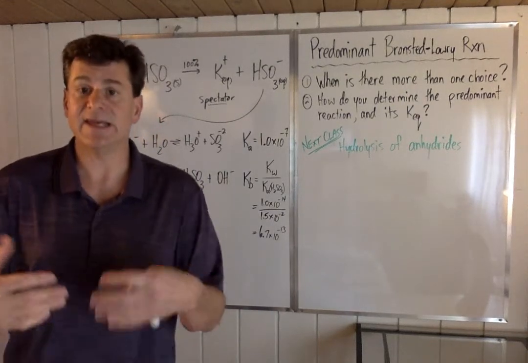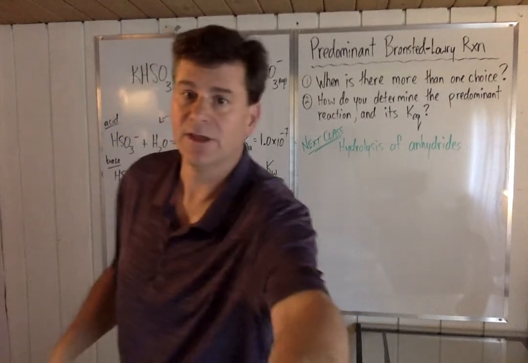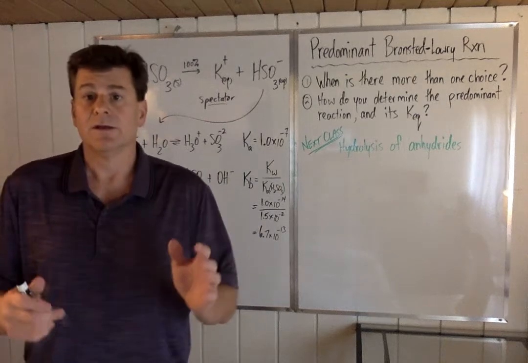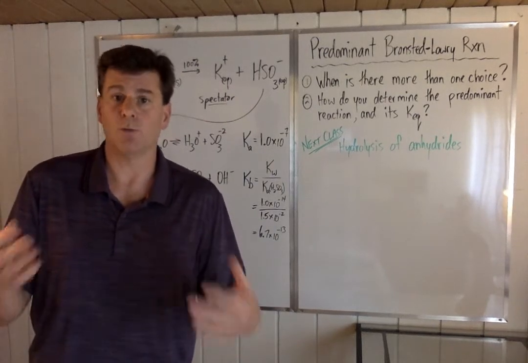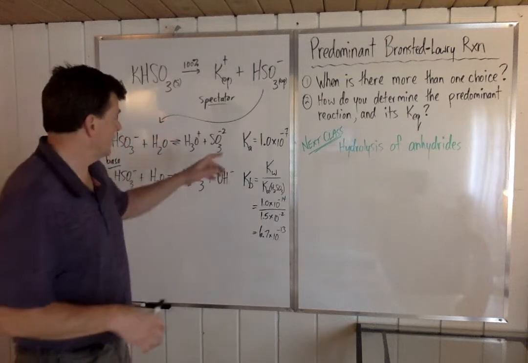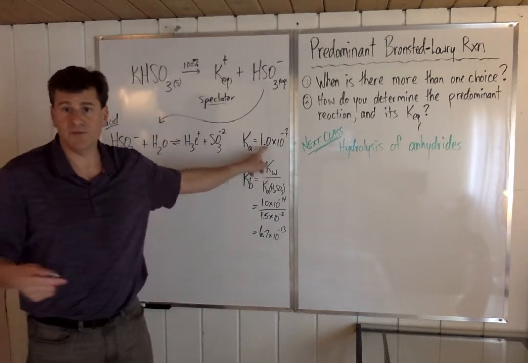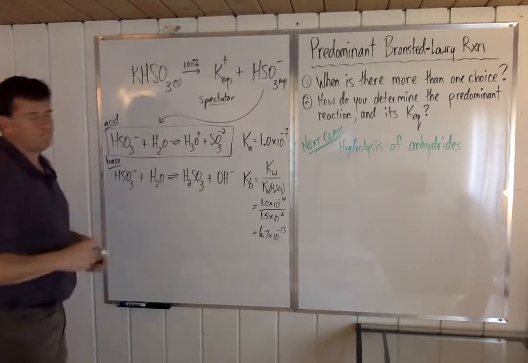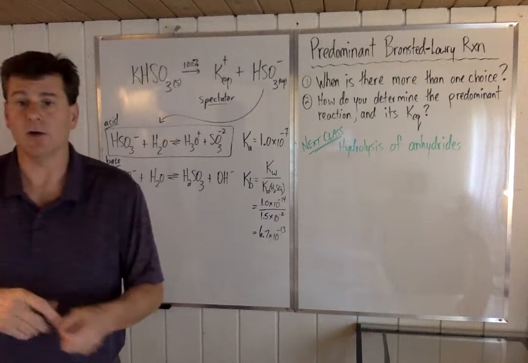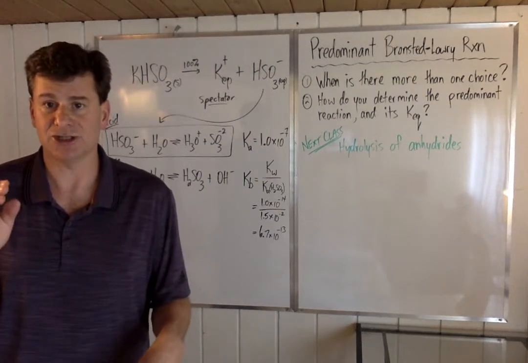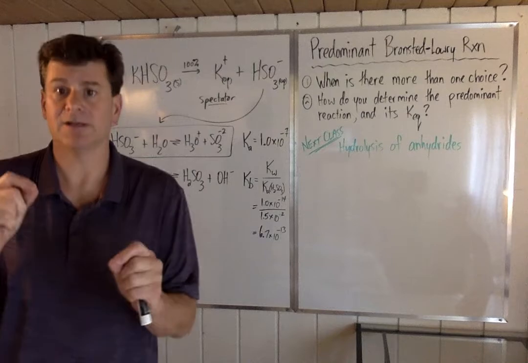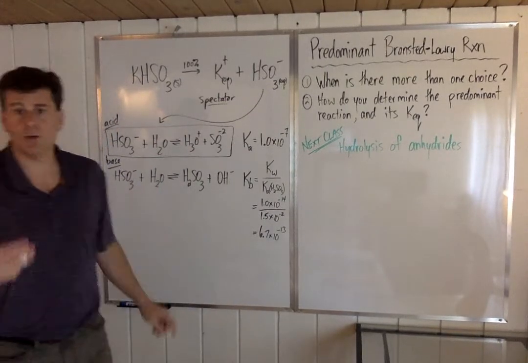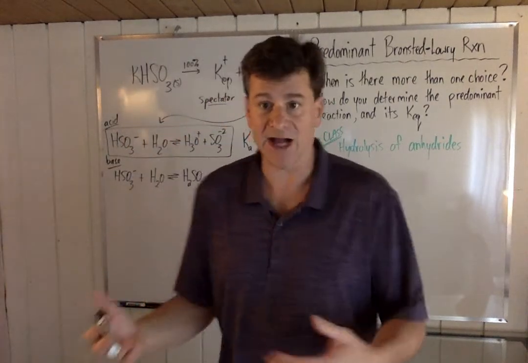So it's easier for it to donate an H than it is for it to accept an H. Its Ka is bigger than its Kb. So the predominant reaction is the one that favors the products the most. This one has the higher KEQ value, which means this guy right here is the predominant reaction. Now, because it's the predominant reaction, it's not the exclusive reaction, which means that some HSO3s actually act as a base.